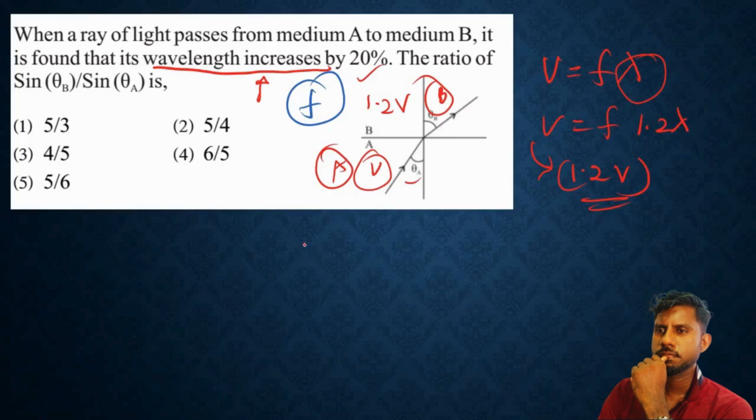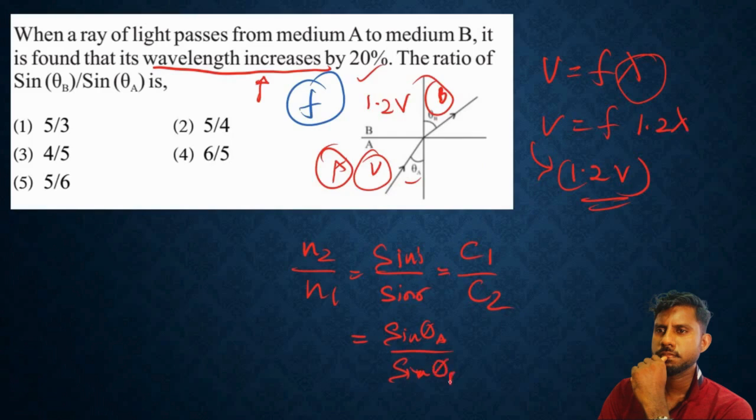So the only equation we have: N2 over N1 equals sine I over sine R. But here again we have to connect the velocity. It's the other way around, right? C1 over C2, velocity of the first medium divided by velocity of the second medium. Let's put the values now. Sine I is sine theta A, so sine theta A divided by sine theta B equals C1 over C2.